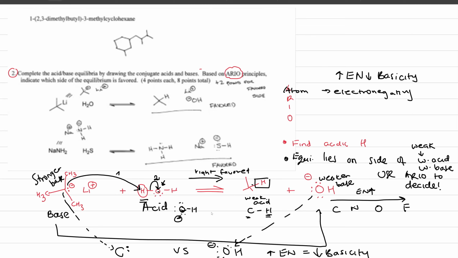So I'm showing you that you can decide using the acids, because this is the conjugate acid, this is the conjugate base. You can decide using the acids, or you can decide using the bases. The equilibrium always lies on the side of weak acid, weak base. So the more acidic, the less electronegative. So that's the opposite of the basicity. No. It's the opposite.